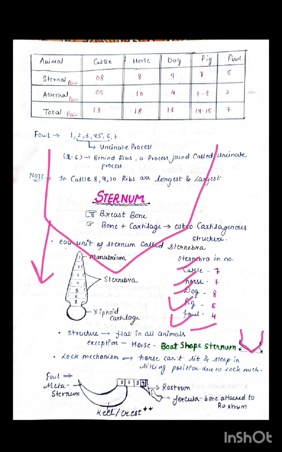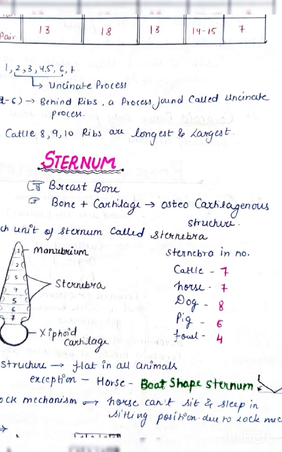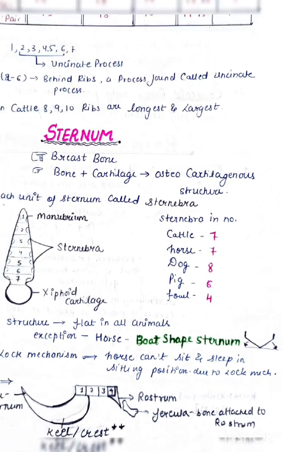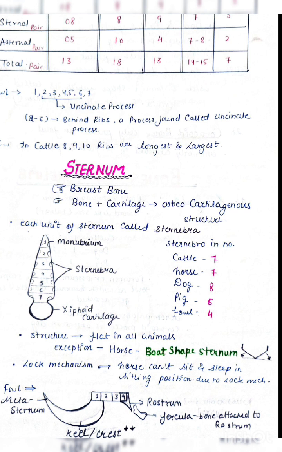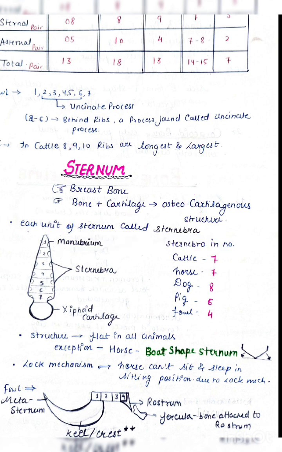So when he is going to lie down, his body gets imbalanced by the sternum. So the horses can't lie down, they sleep only in the standing position due to the lock mechanism. This is the boat, and these are the spaces by which, when the sternum is going to lie down, this is the lower surface. So the body of the horse gets unbalanced, and this is known as the lock mechanism.